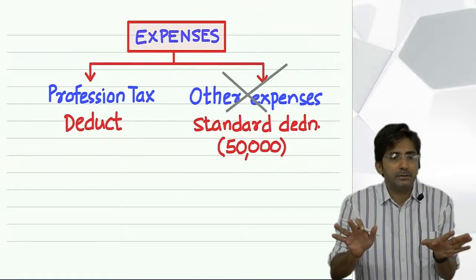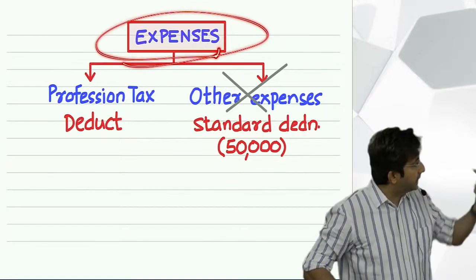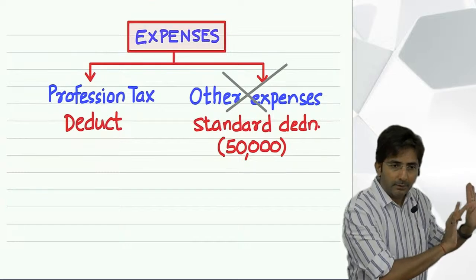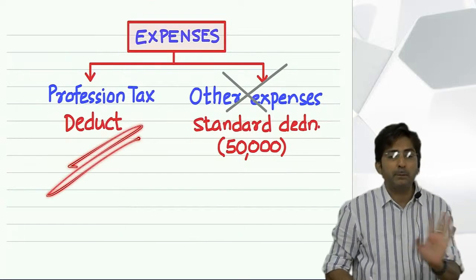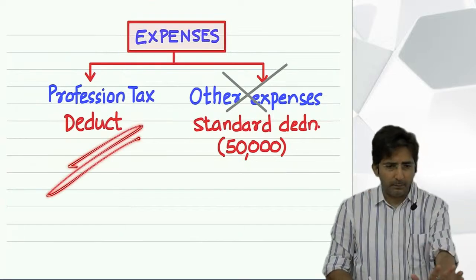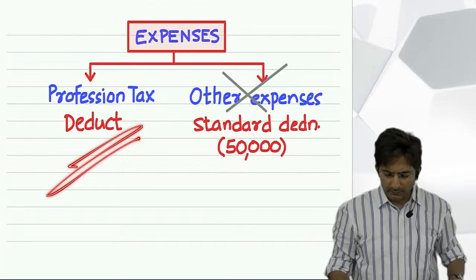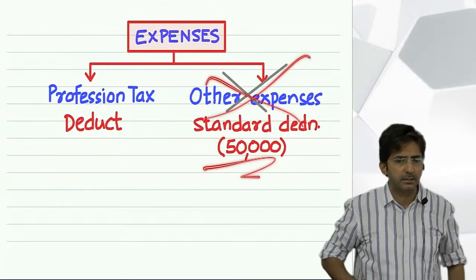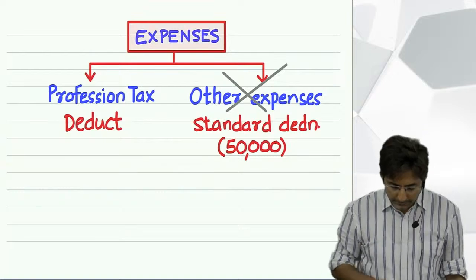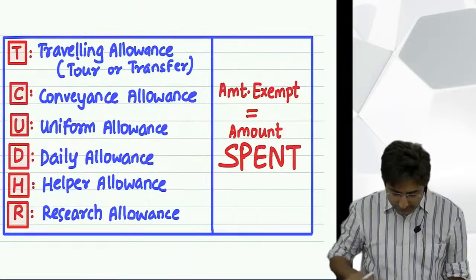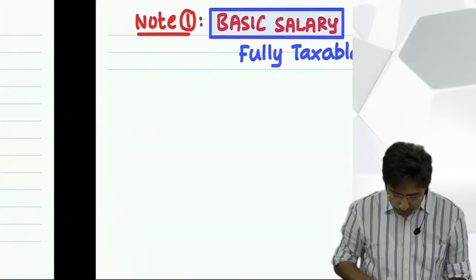But in the chapter of salary, expenditure theory is limited. Only one expense you have to respect, profession tax, which every employee has to pay. Other expenses, ignore, instead of a standard deduction. So check this. We have already done this part.